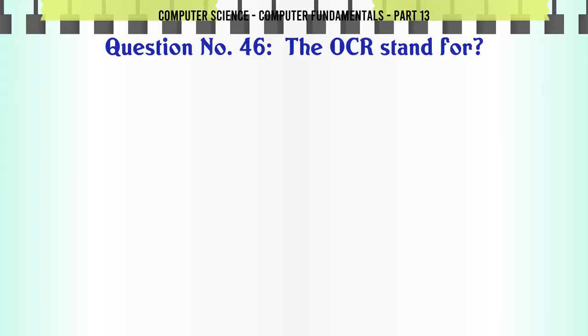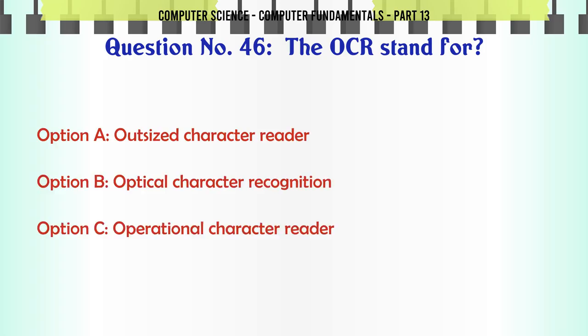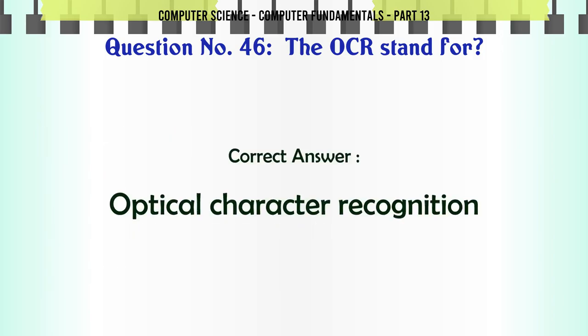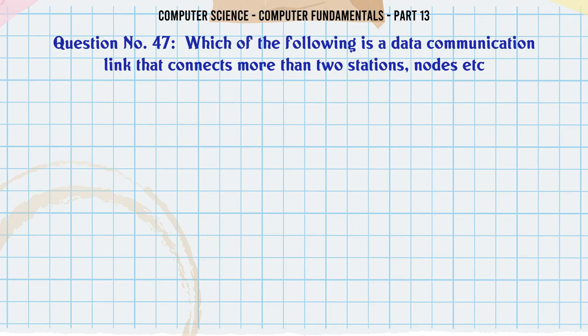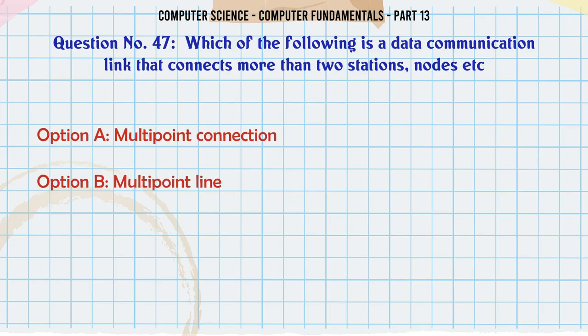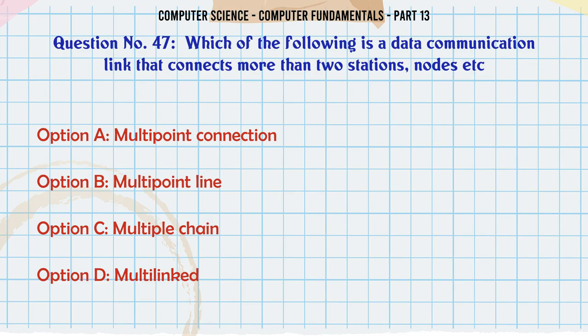The OCR stands for A. Outsized Character Reader. B. Optical Character Recognition. C. Operational Character Reader. D. Only Character Reader. The correct answer is optical character recognition. Which of the following is a data communication link that connects more than two stations, nodes, etc.?